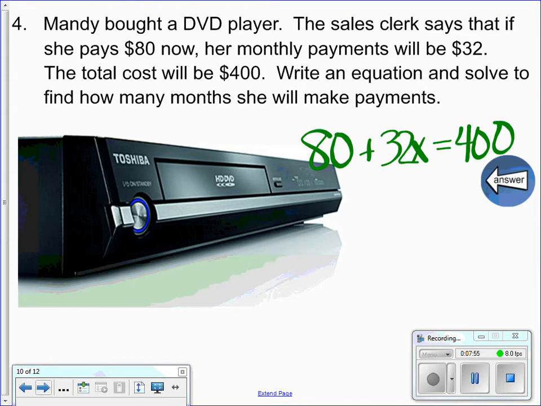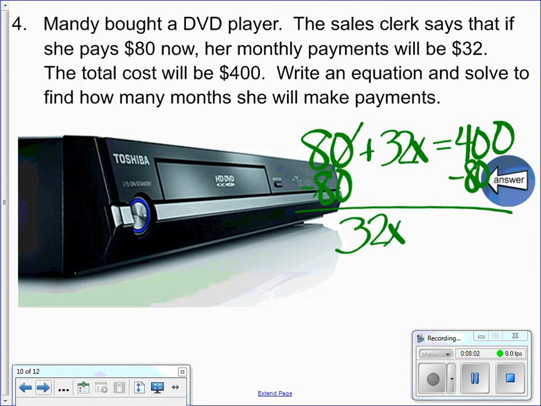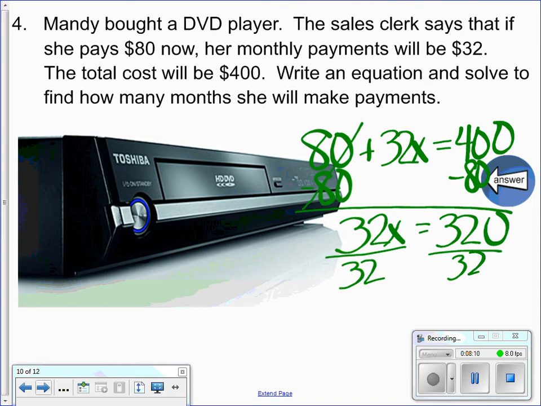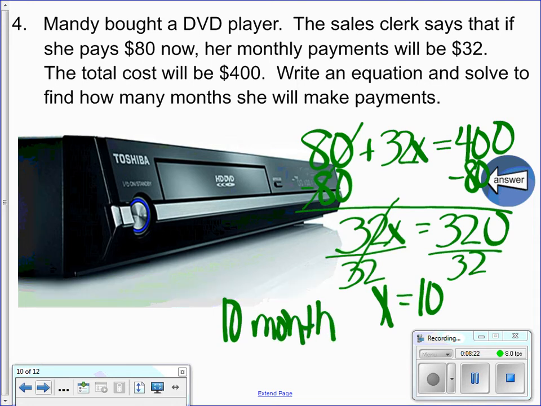So to solve this, I would start by subtracting 80 from both sides, which leaves me 32x, this is 0, equals 320. Then I divide both sides by 32. That equals 1x equals 10. It will take her 10 months. Remember, if the question is in words, the answer needs to be in words.